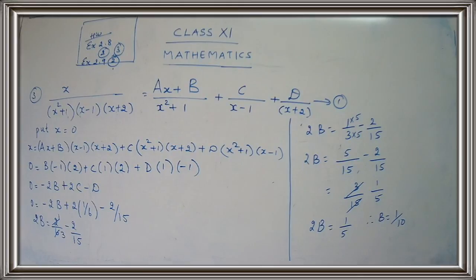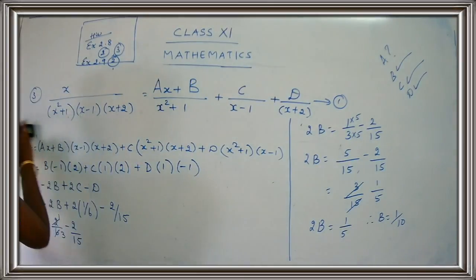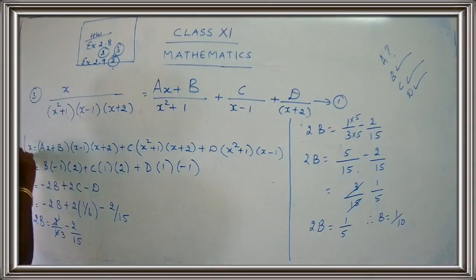So we have found the value for b. We found the value for c. We found the value for d. So a is left. Let us find out the value for a. You are going to take along with me. Do not waste the time.